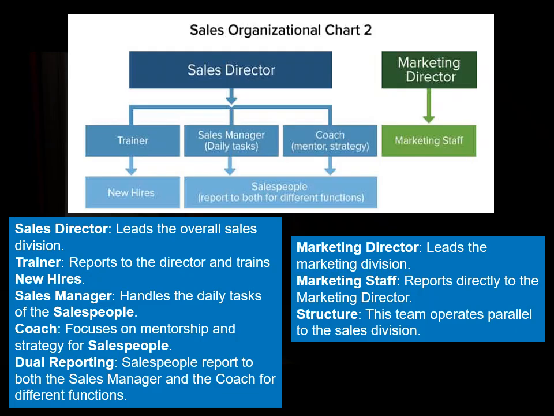Now on the right side you can see the marketing director. Marketing director leads the marketing division, and marketing staff reports directly to the marketing director. This marketing team operates parallel to the sales division. We'll talk about the third example, sales organization chart 3 also.